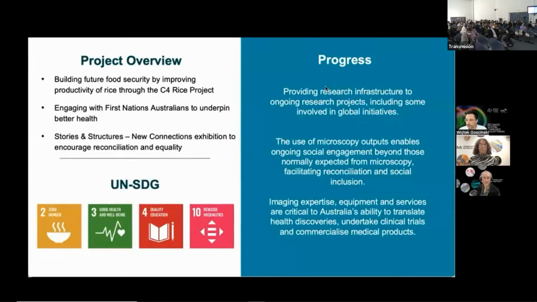The 3 stories that we've picked are one on food security, looking at improving the productivity of rice, one looking at engaging with First Nations Australians to underpin better health outcomes, and also looking at the Stories and Structures New Connections exhibition to encourage reconciliation and equality. And so we've picked up the UN Sustainable Development Goals that are applicable to these stories, and we'll talk about each of them as we go through.